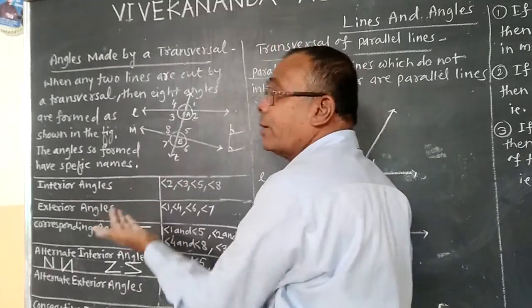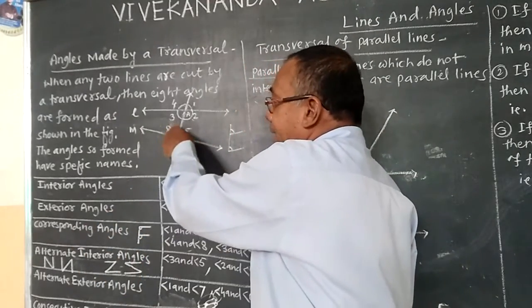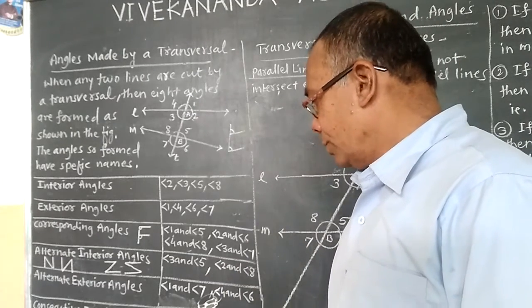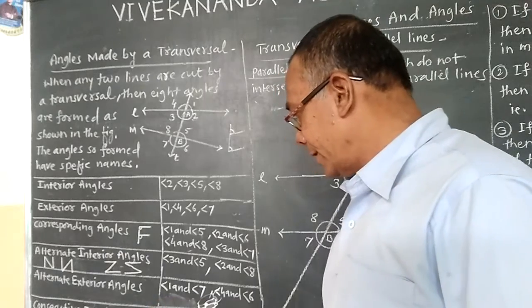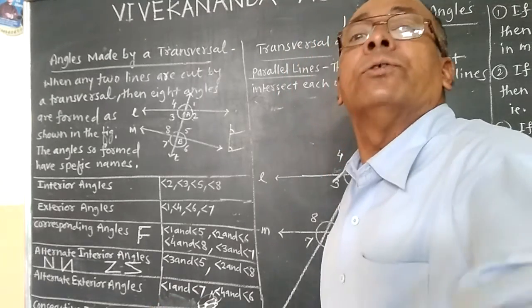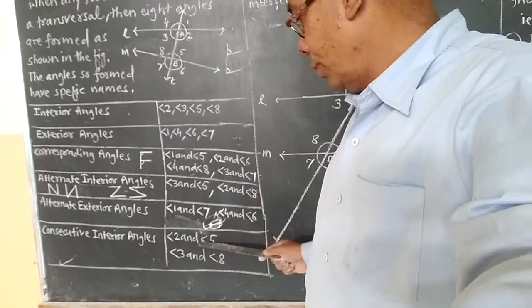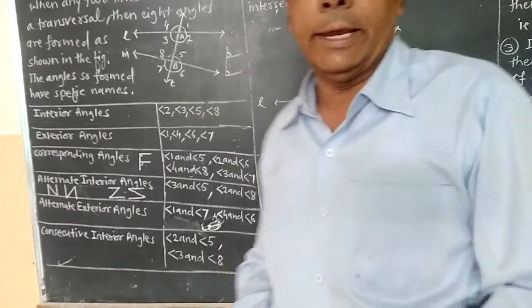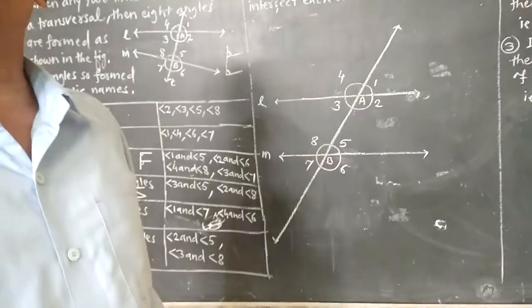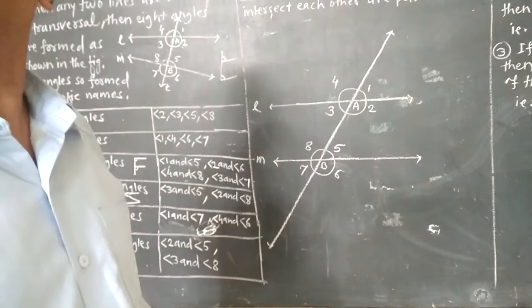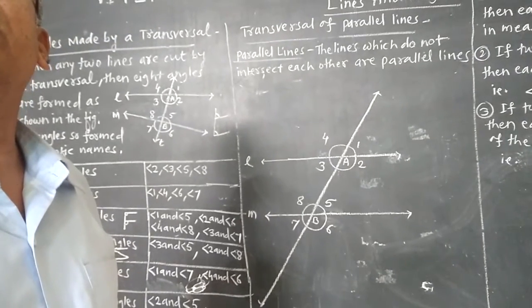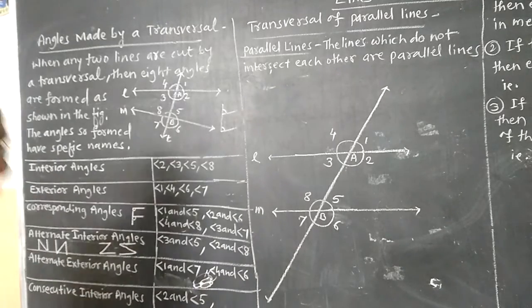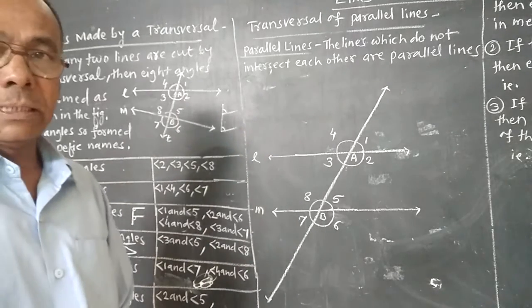Similarly, to the left side of the transversal, 3 and 8, these are the two consecutive interior angles. So in this way, your consecutive interior angles are angle 2 and angle 5, similarly angle 3 and angle 8. So these are the types. 4 to 5 types we have seen here, of the angles formed due to the transversal of the two lines.